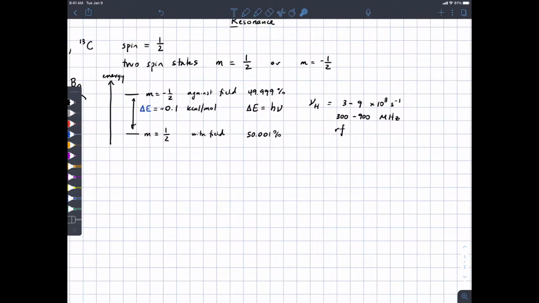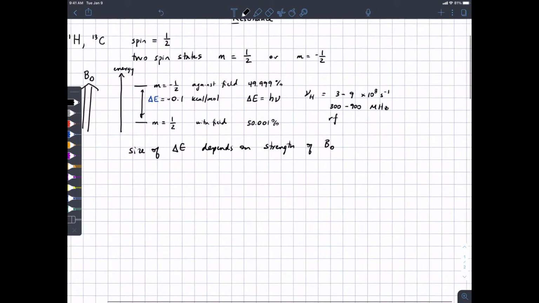Can we see that radio frequency being absorbed, and can we learn something about the proton based on what that frequency is? The size of this energy difference depends on the strength of the magnetic field. And that's important for later on, because we will see that variations in the magnetic field that a proton experiences will cause variations in the frequency where the proton can undergo this transition.